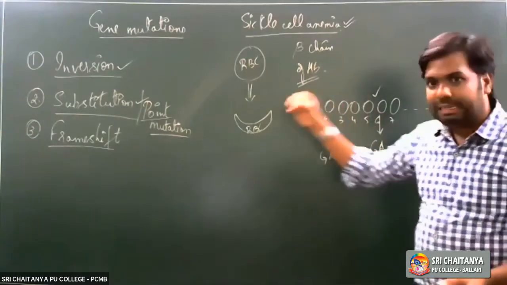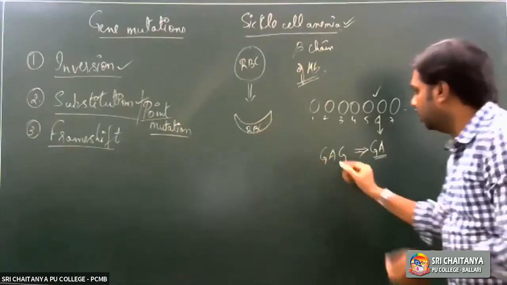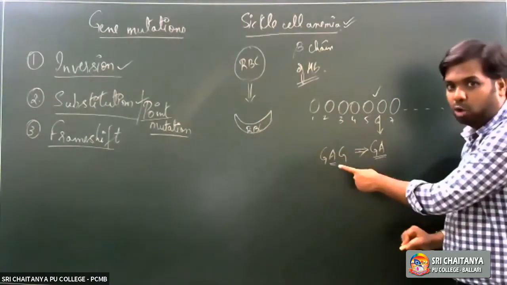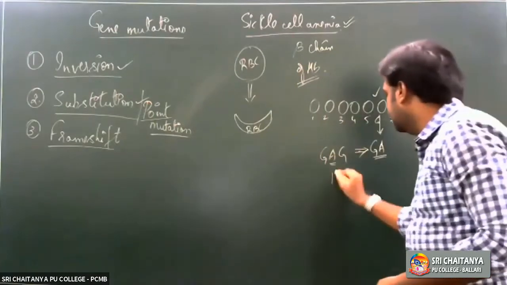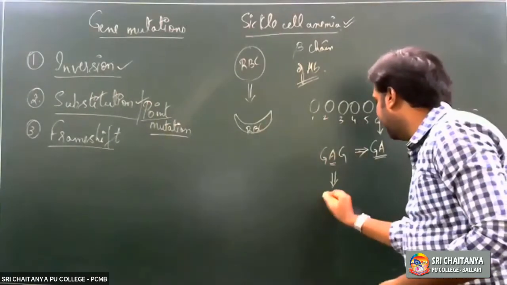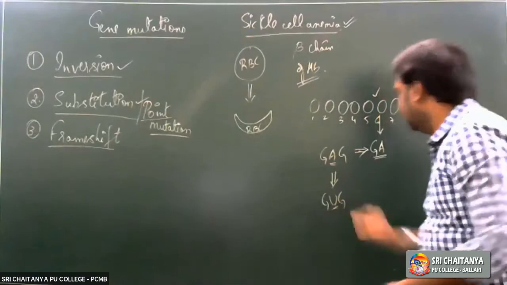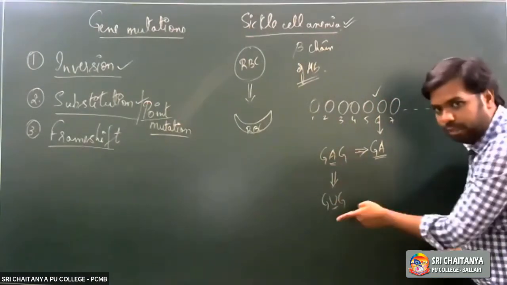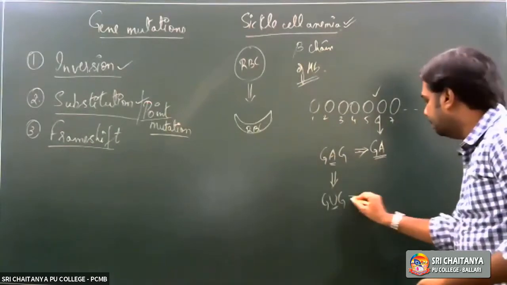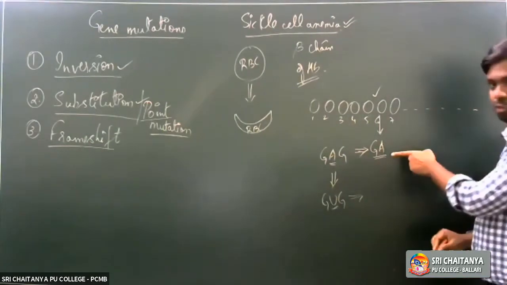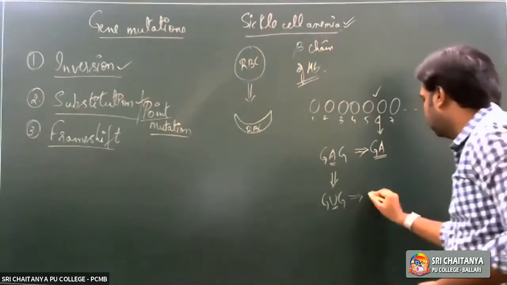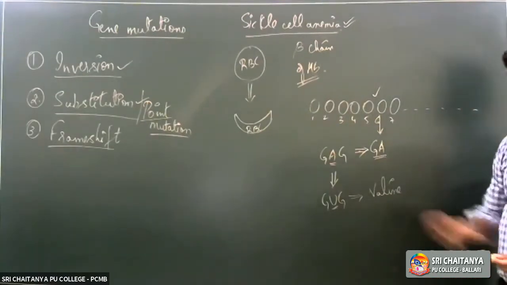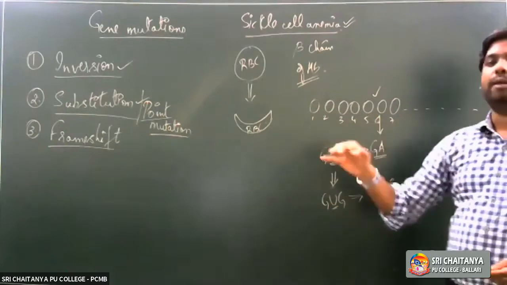So where exactly is this mutation happening? The mutation is happening here in this particular A of that triplet codon, where A is being replaced by U. As a result of which, what exactly is happening? Rather than glutamic acid being formed, in place of glutamic acid, valine is actually formed. Right. So this we start calling point mutation.